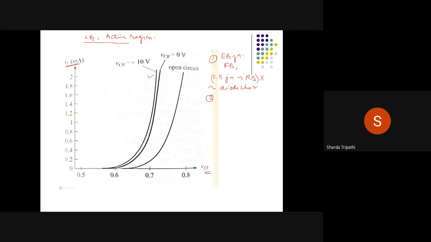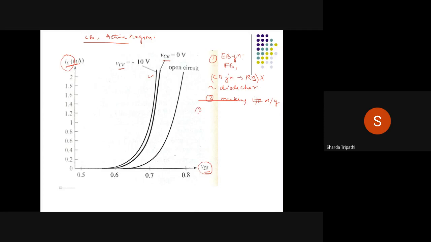So since this is a common base configuration, the input current will be the emitter current. That's why we have IE on the y-axis. The input voltage is the voltage across the first PN junction, that is VEB on the x-axis, and we will have different such plots over here for different values of VCB or VBC, that is the voltage across the second PN junction. So this was the second observation, where you are marking the input current. Marking in the sense you are observing what variables are present on the x-axis and the y-axis.